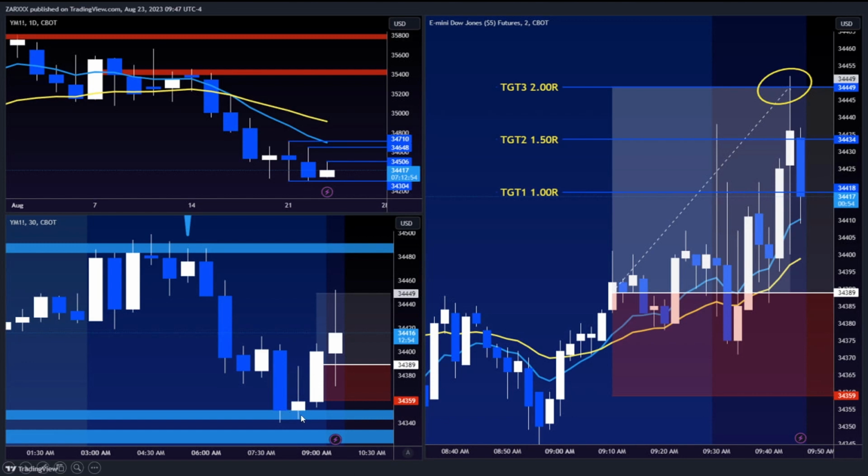I liked what I was seeing here after this had driven down a couple of times and then broke above. And so I took this in the pre-market, and then when the market finally opened right here, lots of volume, pulling back, and then exploded to the upside to give me the full 2R.